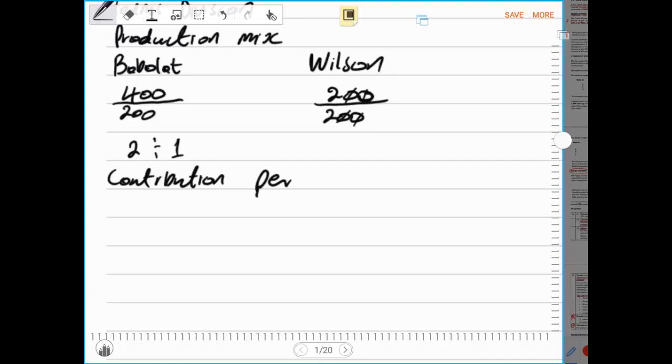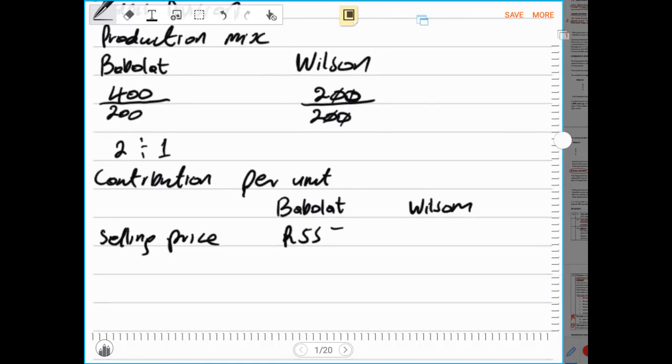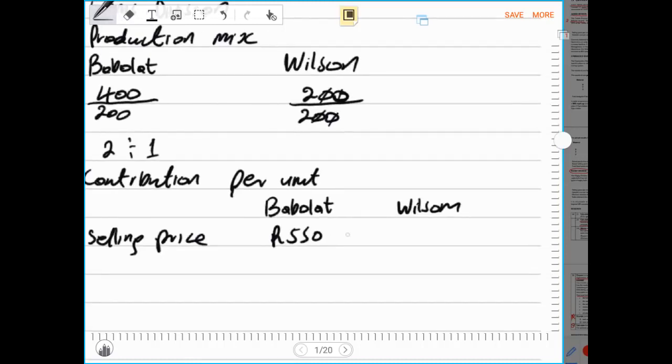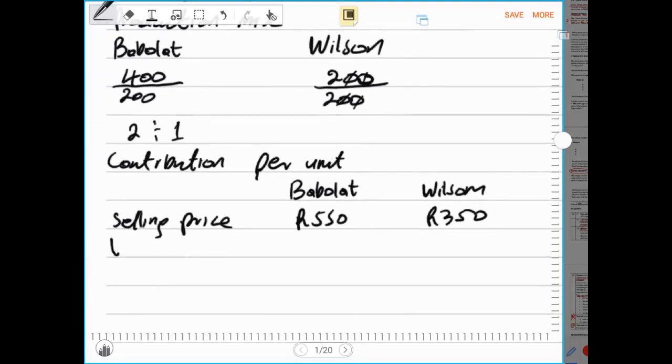I'm assuming that there is no other information. Contribution per unit. So this contribution will be for the two products, which is Barbolat and Wilson product. Then I have the selling price, which is per unit. Then I say my selling price is 550. And my selling price is 350 for the second product. Then I subtract my variable cost.